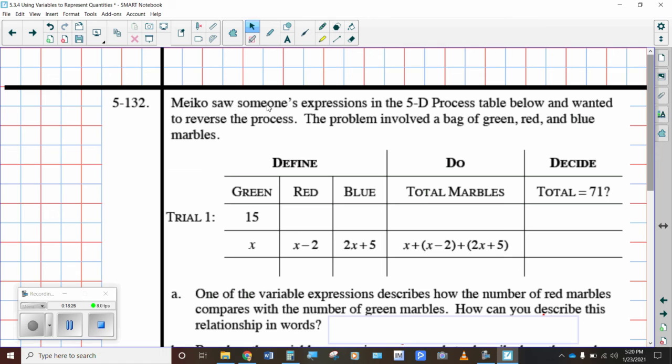All right, Maiko saw someone's expressions in the 5D process table below and wanted to reverse the process. The problem involved a bag of green, red, and blue marbles. Okay, so do you notice how we've got our definitions here?